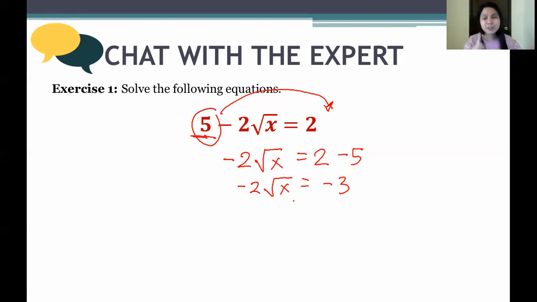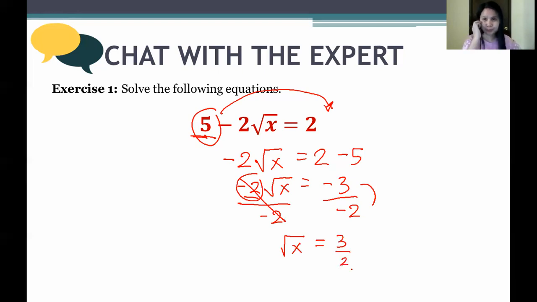Next, we need to leave the radical sign alone. So if there is a number before the radical sign, then we need to divide both sides by that number. So the number is -2, so divide both sides by -2. Now cancel it. What's left is the radical. So square root of x, -3 divided by -2 is 3/2.